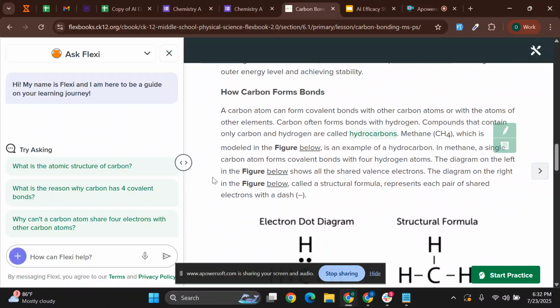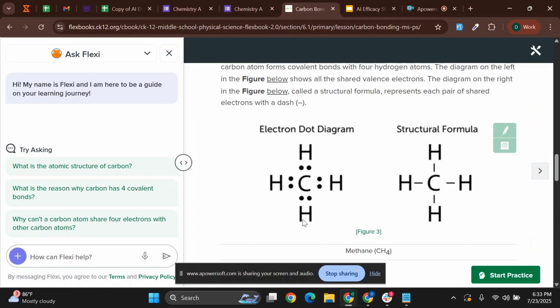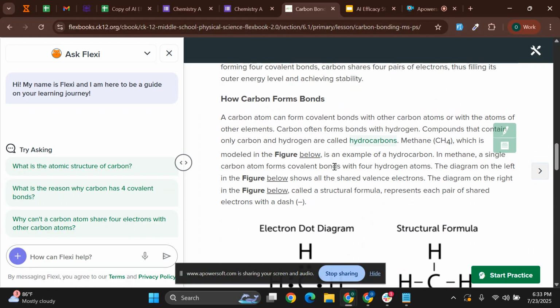A carbon atom can form covalent bonds with other carbon atoms or with the atoms of other elements. Carbon often forms bonds with hydrogen. Compounds that contain only carbon and hydrogen are called hydrocarbons. Methane, CH4, which is modeled in the figure below, is an example of a hydrocarbon. In methane, a single carbon atom forms covalent bonds with four hydrogen atoms.